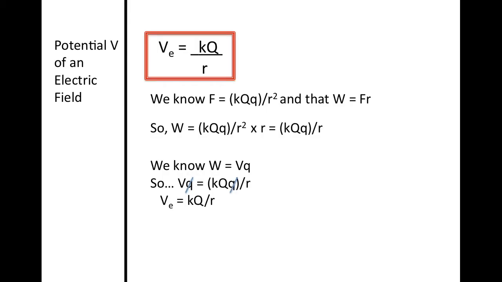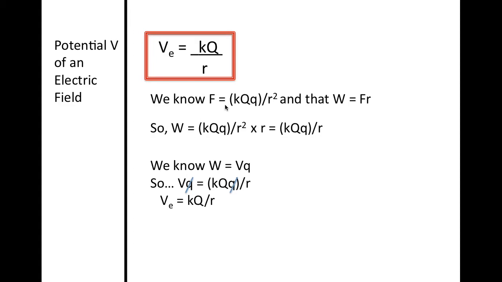Since energy needed is the same as work done for a charge, we should be able to calculate this value by using force times distance. The potential, or V, of an electric field is V sub E for charge equaling k times Q divided by r. How did we get this?